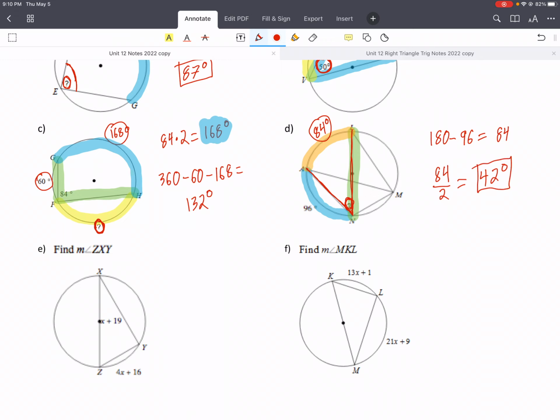So this, guys, is something I like to call angle hunting. We just got to look at our circles and hunt for the angle that we're trying to find.